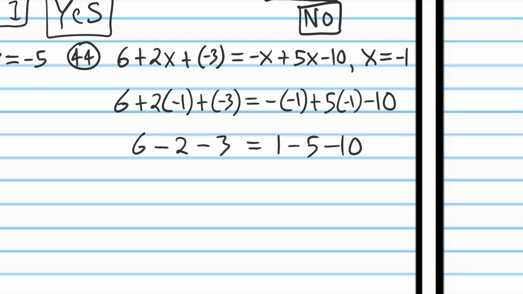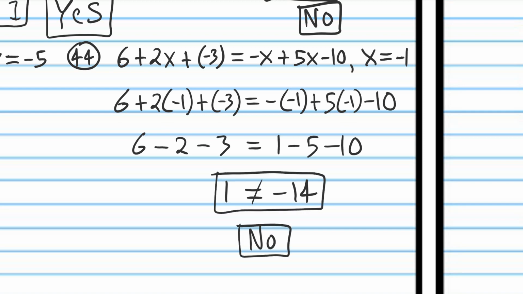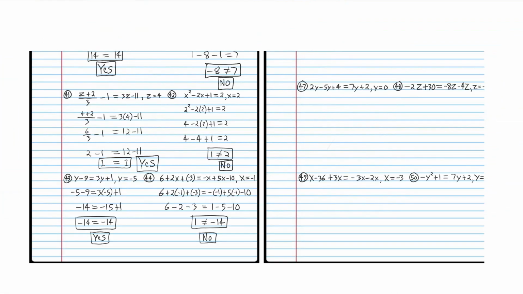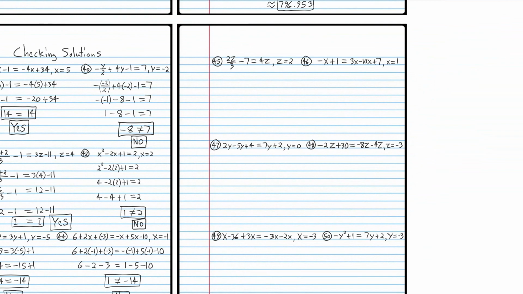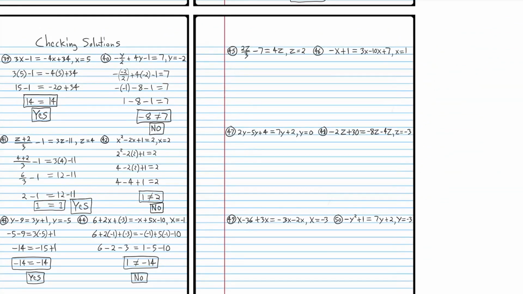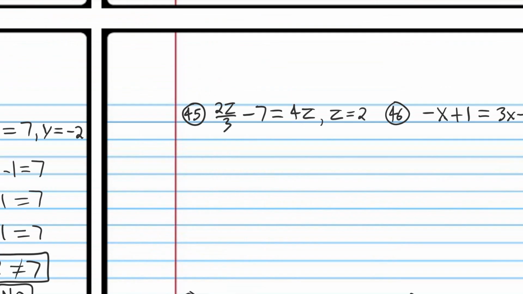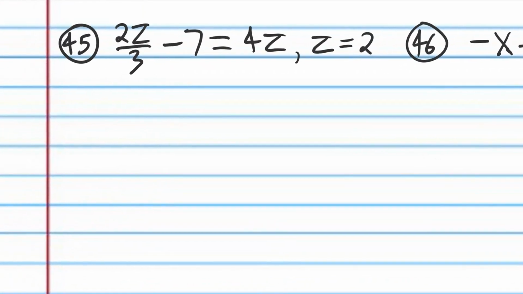All right, 6 minus 2 is 4. 4 minus 3 is 1. 1 minus 5 is -4. -4 minus 10 is -14. So obviously you can see this doesn't work. So it is not a solution. So we say no. All right, we just have 6 more problems and then we're going to be done with this class. Try number 45, and when you come back, we'll do it together.